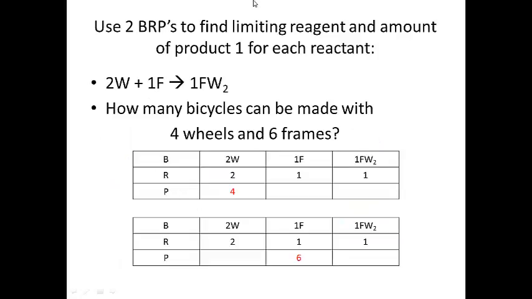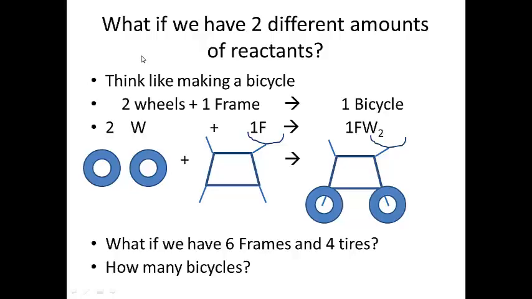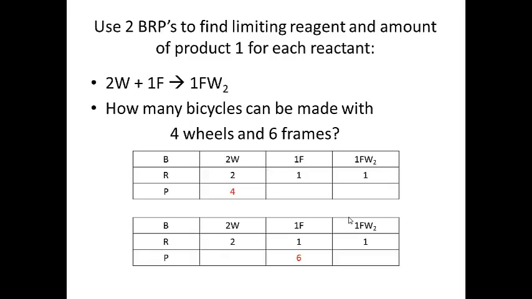So what we want to do when we have a problem where we have 2 separate amounts of reactants, in this case we have 6 frames and 4 tires. Now I have 2 BRPs, balanced ratio problem approaches. So I have one with 4 wheels and I have one with 6 frames right here. So I need to figure out which one works, and I can do those similar to how I did in the past. And I have 4, 2, and 2, and 12, 6, and 6. But I have 2 separate answers. I can either make 2 bikes or 6 bikes.